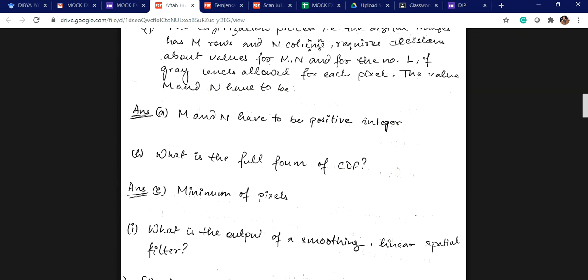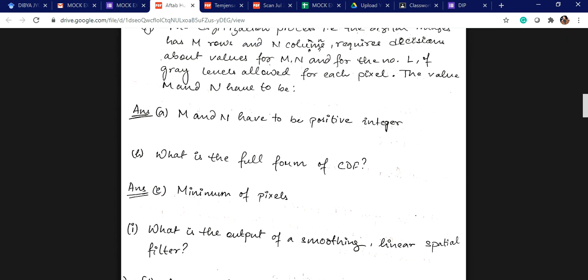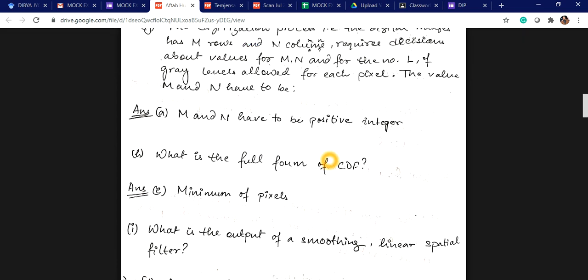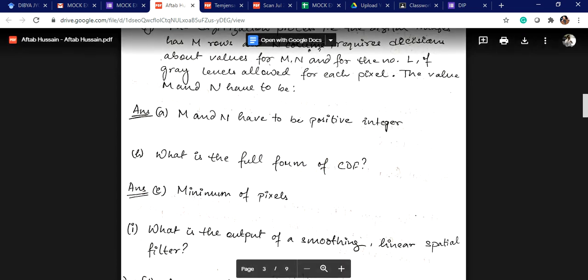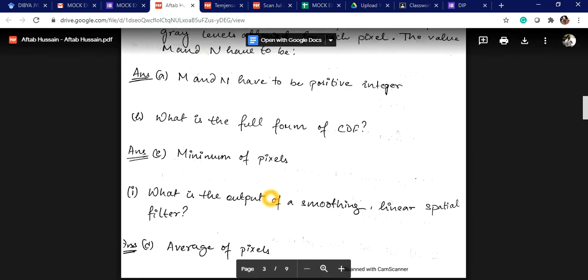What is the full form of CDF? Minimum of pixel. This one is wrong, Aftaf. The full form of CDF is what? I'm asking you now. Just go through the previous video, get the answer and comment in this video. Okay, comment box. CDF: cumulative distribution function. Okay, don't forget it. Very good.